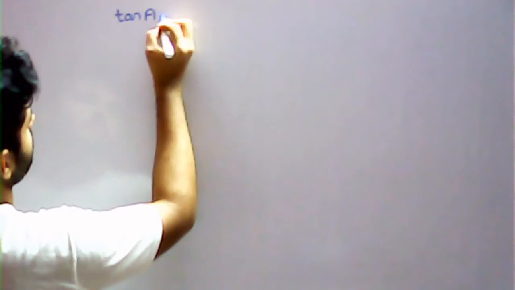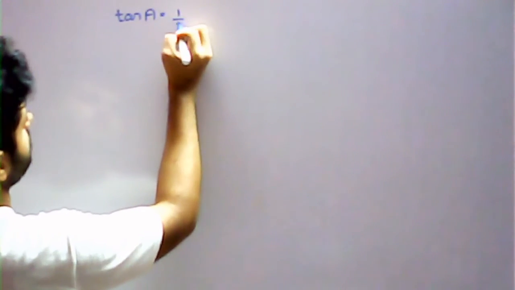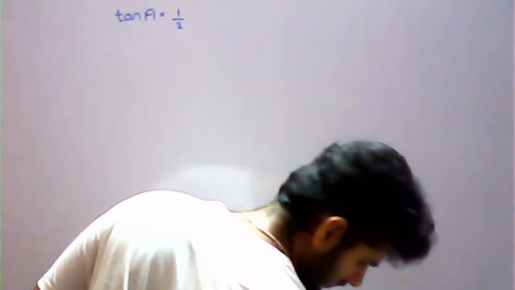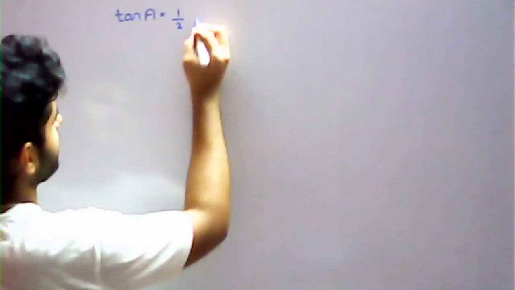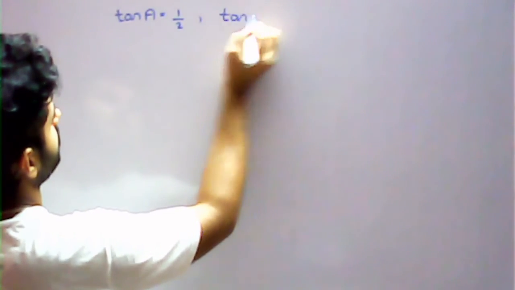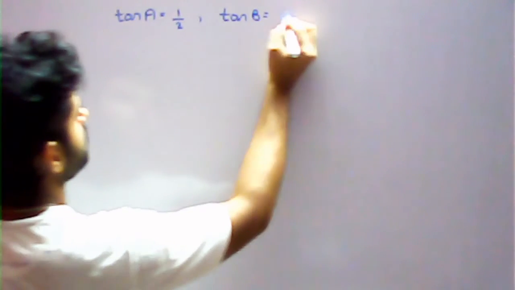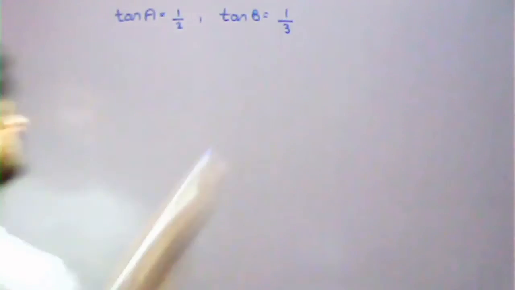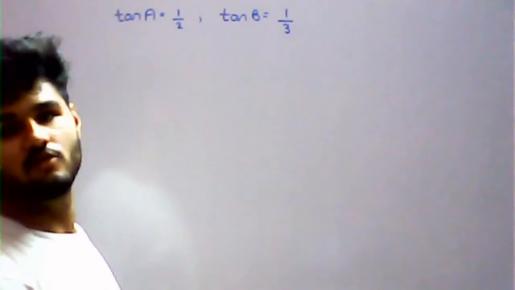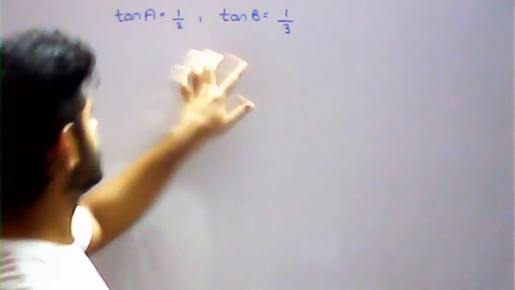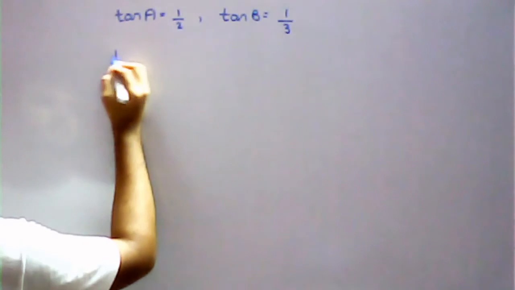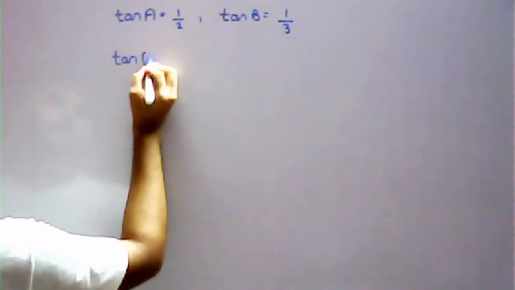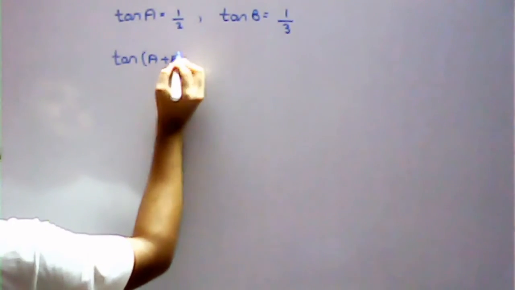Now we'll do the question for tan ratio. The question given to us is tan A equal to 1 by 2 and tan B is equal to 1 by 3. Now we are asked here to find the value of tan A plus B. So tan A plus B.